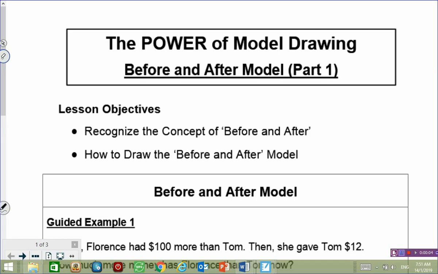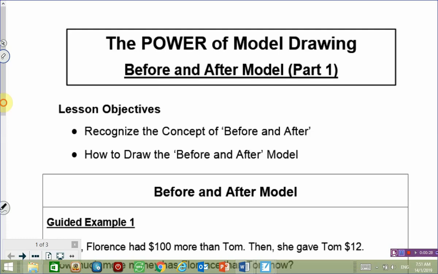Now today we are going to look at the before and after model, which is a very common type of model, and you will also see a lot of before and after type of problems in primary 3, 4, 5, and 6. So we are going to learn how to draw this unit model. So first of all, we are going to recognize what is before and after, and then we are also going to apply what we have learned, the essentials of model drawing, into the before and after model.